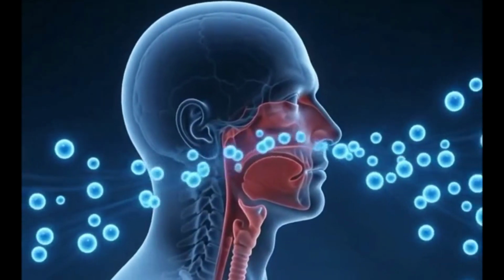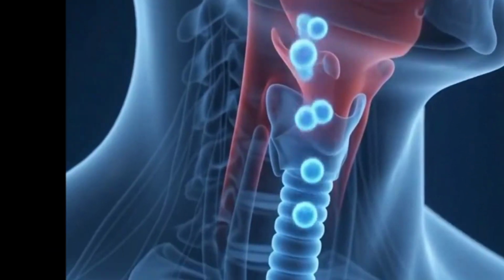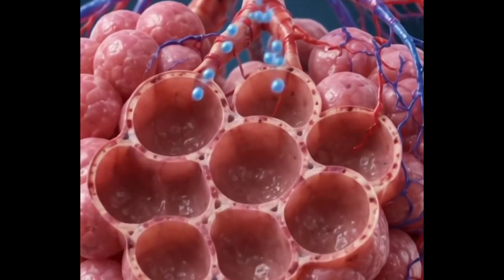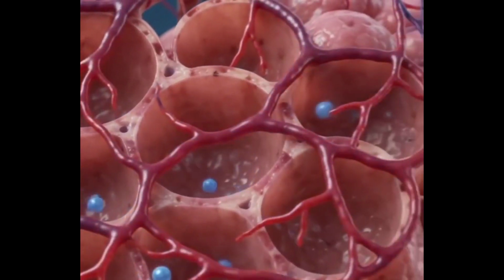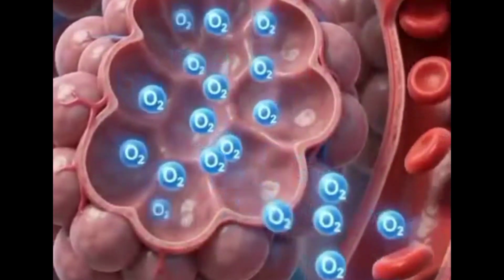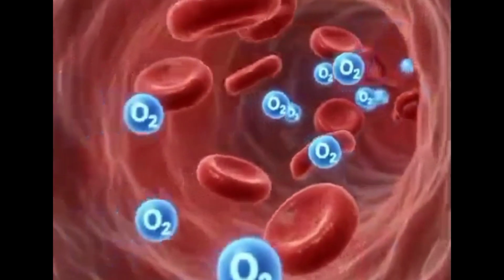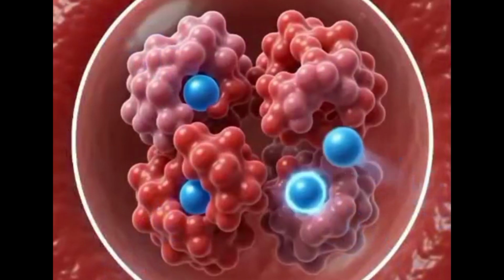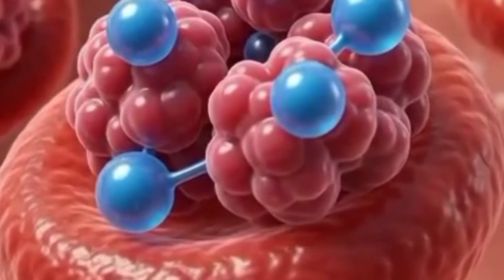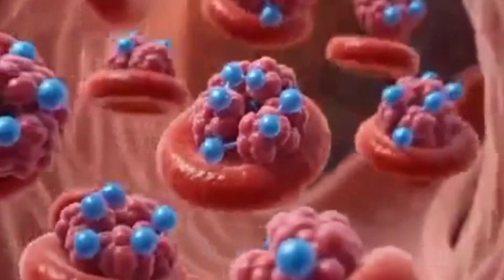When we inhale, oxygen enters tiny air sacs in the lungs called alveoli. These alveoli are surrounded by microscopic blood vessels known as pulmonary capillaries. As red blood cells pass through these capillaries, oxygen diffuses into the blood and binds to the iron atoms in hemoglobin. This forms oxyhemoglobin, which carries oxygen through the bloodstream to every part of the body.